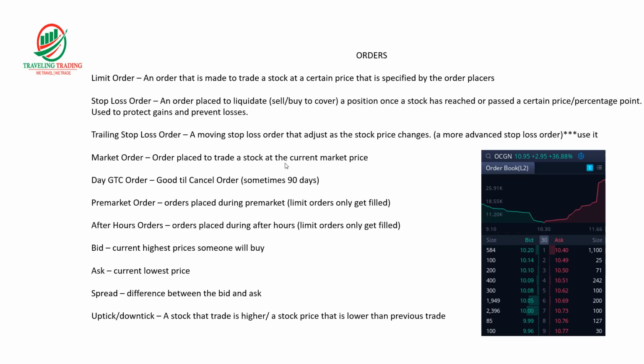A stop loss order is an order placed to liquidate, whether that's selling your shares if you're bullish or buying to cover if you're short selling a position, once the stock has passed a certain price point or percentage. It is used to protect gains and prevent losses. If you're a new trader, stop loss is good. The problem is they don't always get executed. Sometimes they do because market makers are trying to take them out.